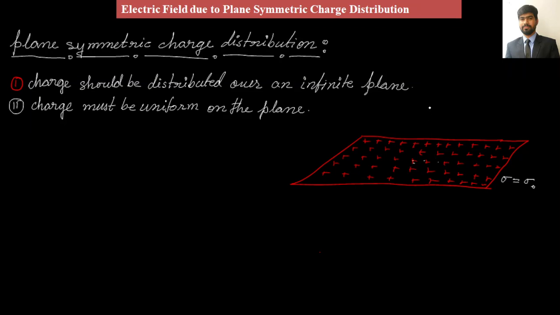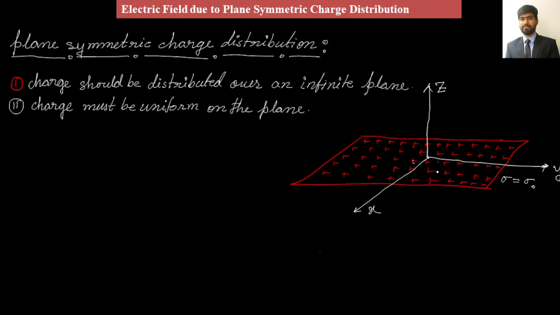Let's say this is the XY plane, this is the Z axis, this is the Y axis, and this is the X axis. So this is the Z equals 0 plane, that means the XY plane, and in this case X and Y, let's say, vary from minus infinity to plus infinity, and the charge density is sigma equals sigma naught, so independent of X and Y, and Z also. So this plane is infinite and the charge density is uniform.